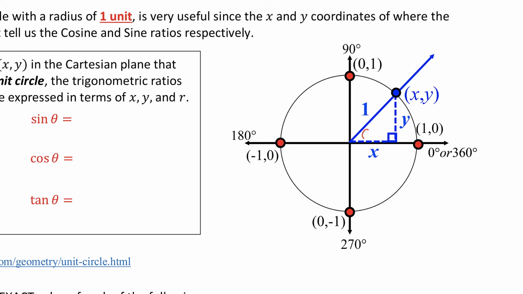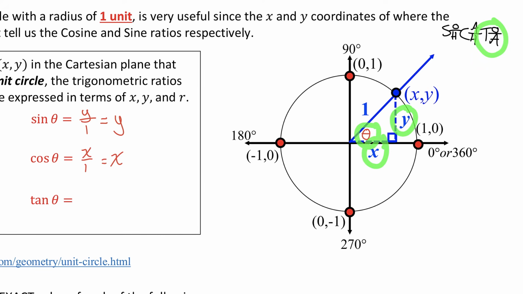Let me label this reference angle theta in here. And then based on SOHCAHTOA, we can write an expression for each of the three primary trig ratios for angle theta. Sine is opposite over hypotenuse, so from theta, that would be y divided by 1, which is of course just equal to the y coordinate. Cosine is adjacent over hypotenuse, so cos of theta would be x over 1, which is just equal to x. And tan is opposite over adjacent, so tan of theta would be y divided by x.